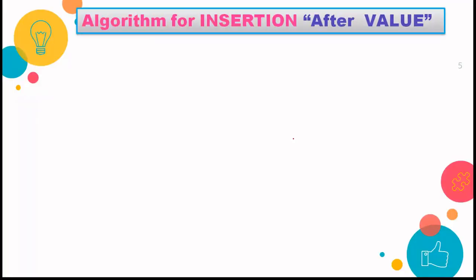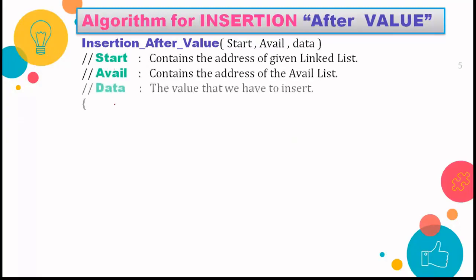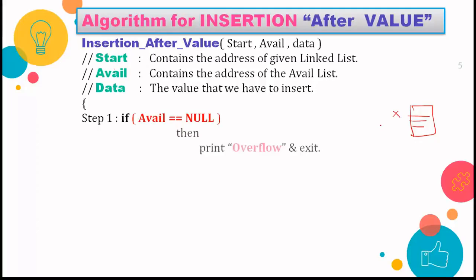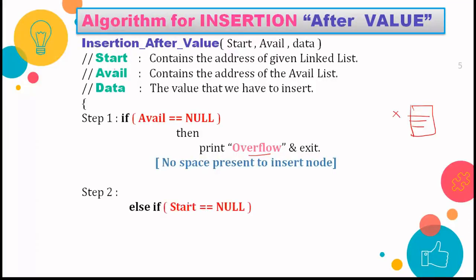Now let's understand the algorithm for insertion of a node after value. We have given this name, insertion after value. We have a start and avail pointer and data, and we very well know about start, avail and data. Now we have to check the very first condition: if avail is equal to null. Avail basically points to the free location in the memory. So if it is not pointing to any free location in the memory, it means your memory is full. So we will just print a message saying that this is the condition of overflow, because there is no space to insert any node.